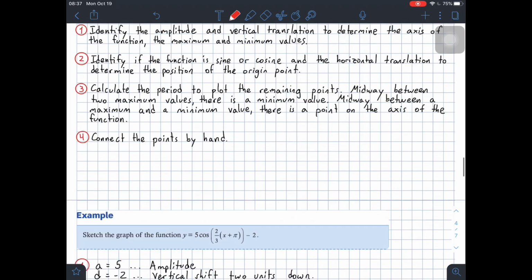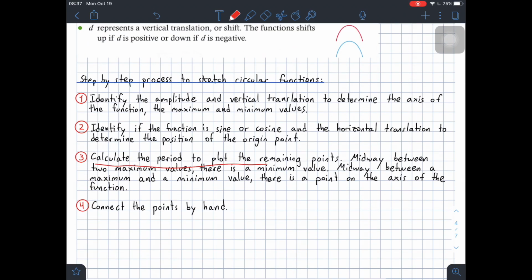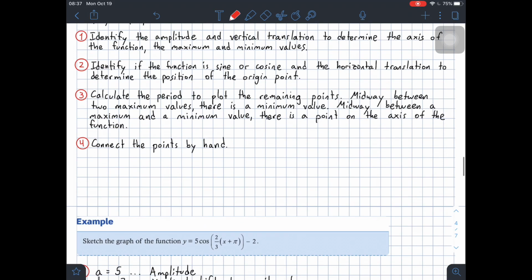Step number 3 says the following: calculate the period to plot the remaining points. So we would have to calculate the period now. And it says midway between two maximum values, there's a minimum value, and midway between a maximum and a minimum value, there's a point on the axis of the function. So that is important information that we should consider.